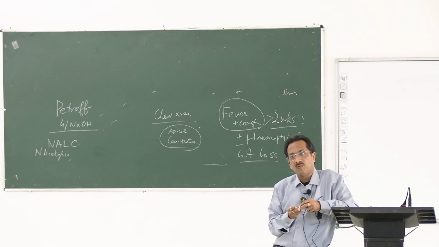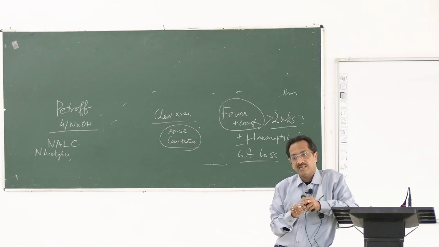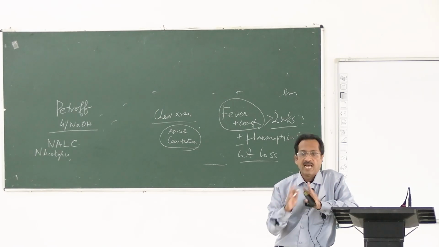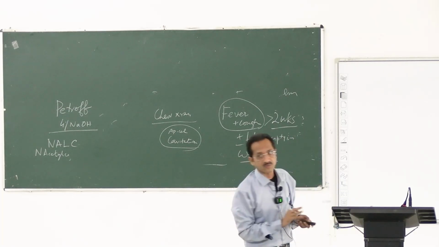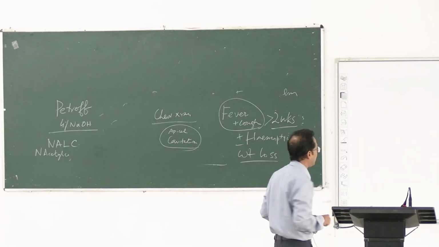What else? Hilar lymph node involvement will be more common in which, primary or post-primary? Hilar lymphadenopathy will be more common in primary tuberculosis and less common in post-primary or secondary tuberculosis.